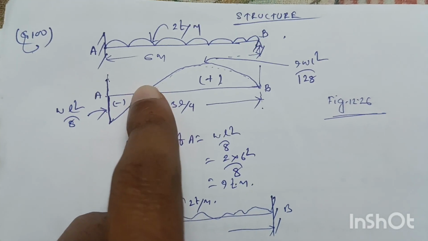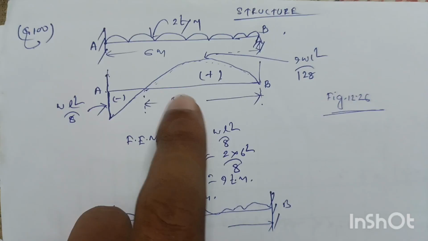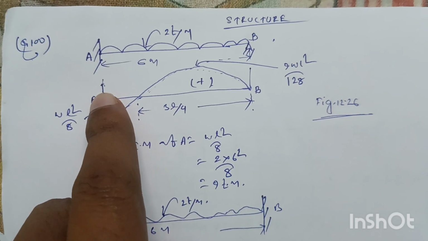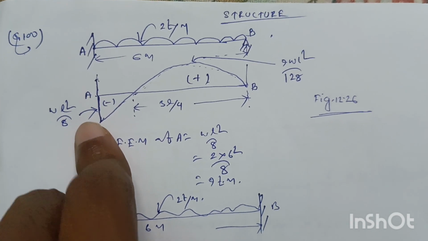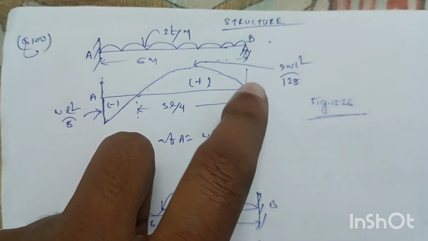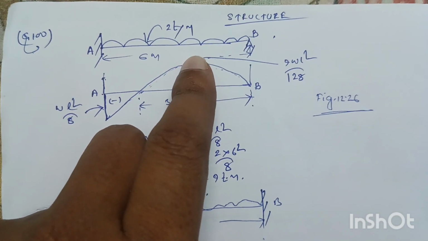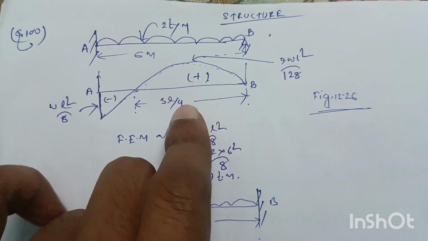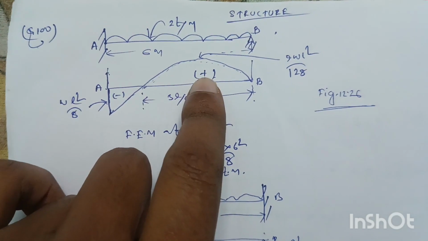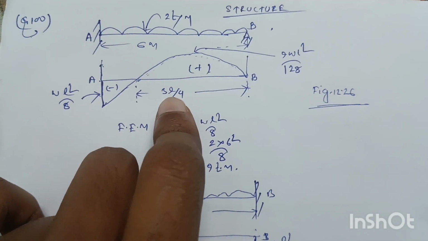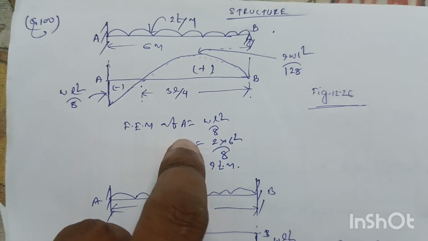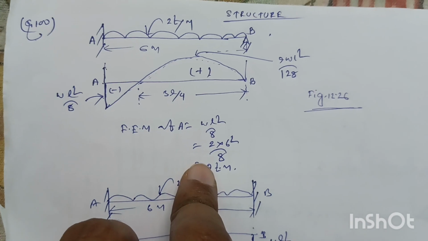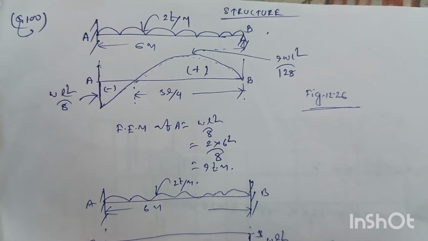So figure 12.26 is a propped cantilever beam. For propped cantilever beam, the bending moment at the end A will be WL square by 8 and at end B is equal to 0, and maximum positive bending moment will be 9WL square by 128, and this length of the positive bending moment is 3L by 8. So fixed end moment at the end A will be WL square by 8. W is 2 ton per meter, L is 6 meter. So by calculating we will get fixed end moment at A is equal to 9 ton meter.